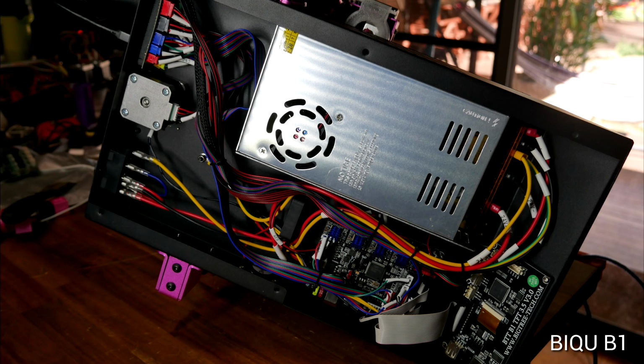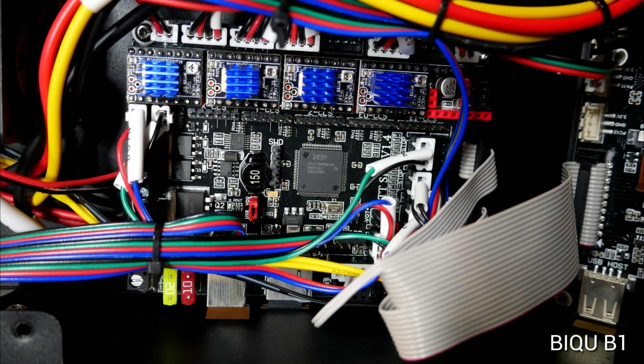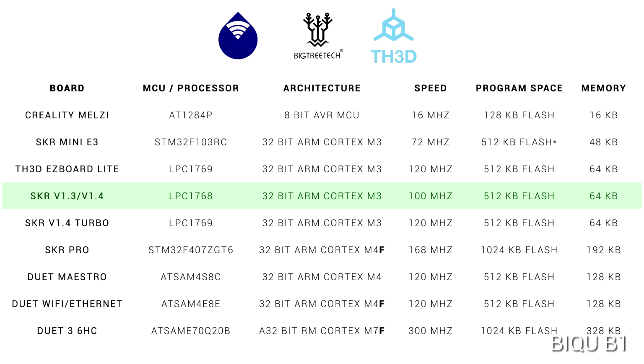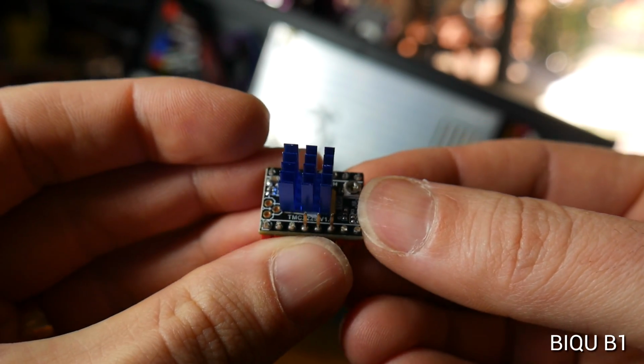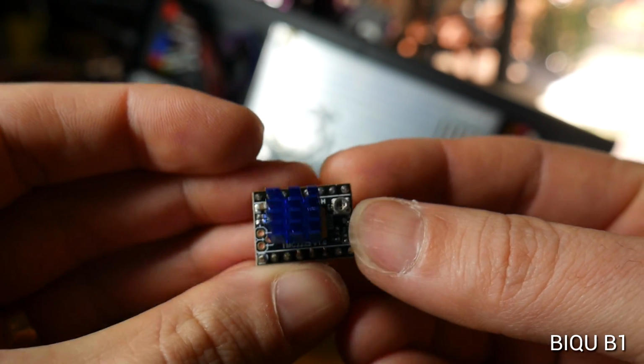By looking inside the BIQ B1, we can learn more about the printer. As expected, we find an SKR version 1.4. This is a superior board because it has a spare stepper motor driver slot, meaning we could convert to dual extrusion, plus the processor slightly outclasses that of Creality. The stepper motor drivers aren't listed on the website, but we can see they're TMC2225s.